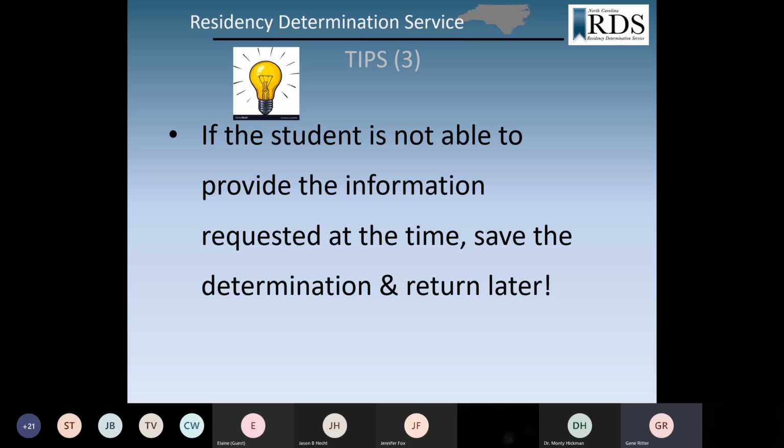Finally, one of the biggest problems we have is students just being in a hurry, or they don't know the information at the time, so they rush through it and skip all these questions. It's better they stop, save where they are, and pick up at the same place later, because if you skip all the questions, we're going to assume you don't have any documents showing you're in North Carolina, maybe you just got here.